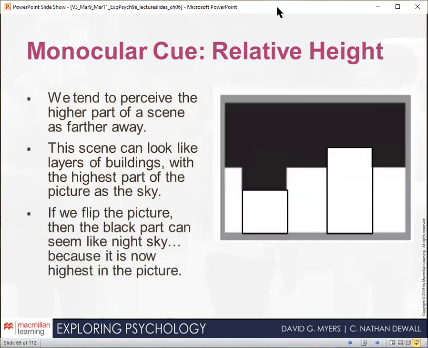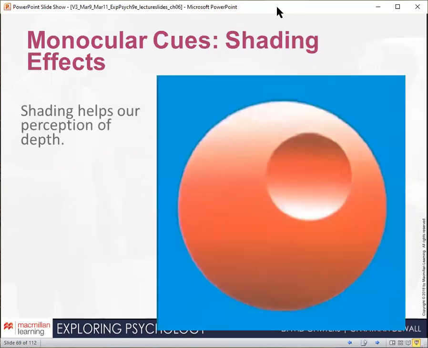If we flip the picture like we just did here, then the black part can seem like a night sky because it is now highest in the picture. So again, our perceptions can be tweaked and modified to some degree by what types of sensations are being provided to us. A couple of others.